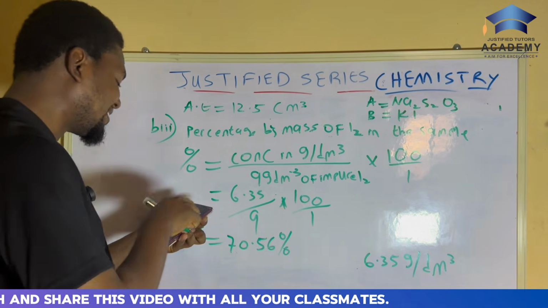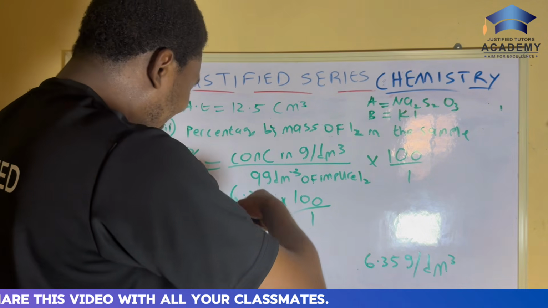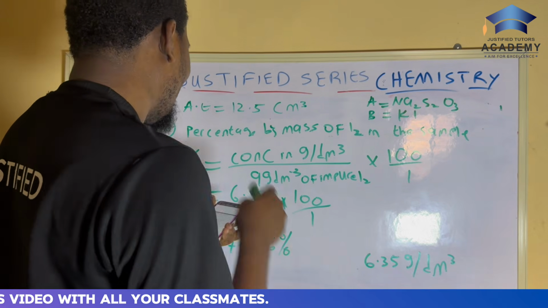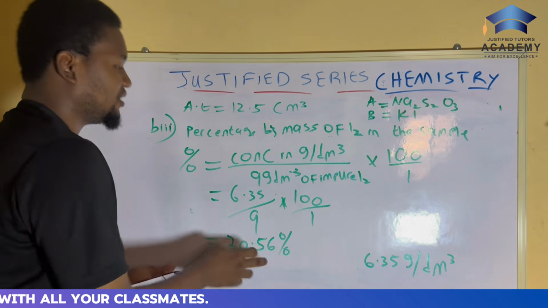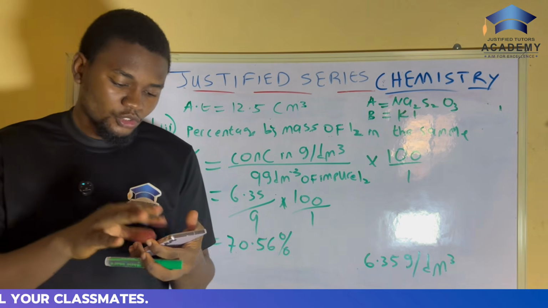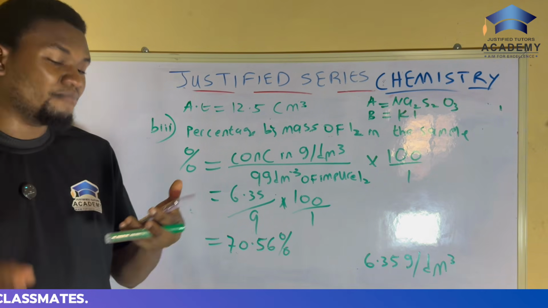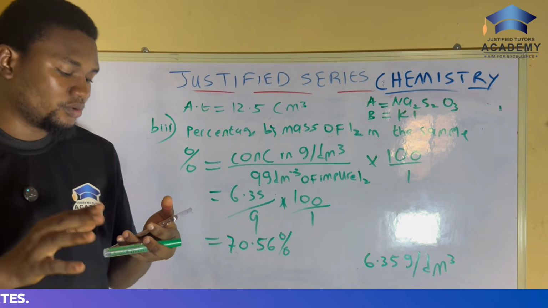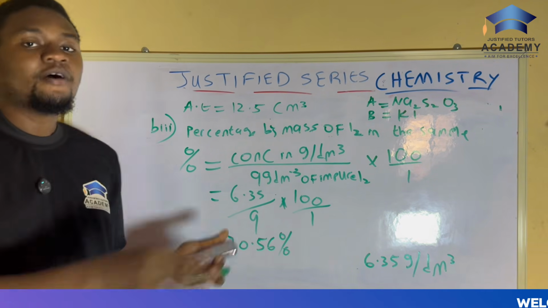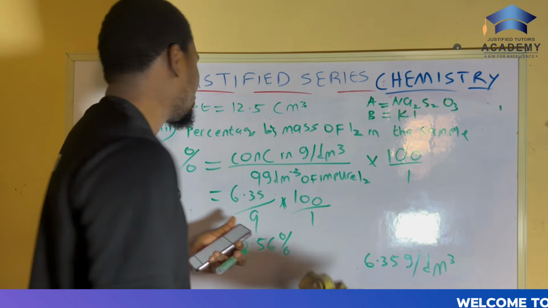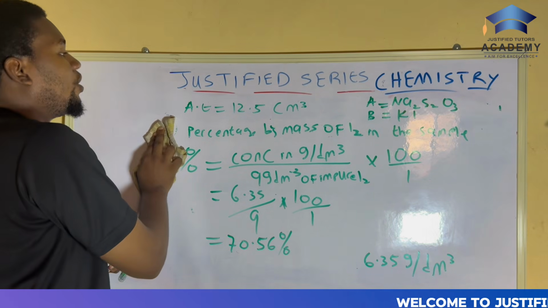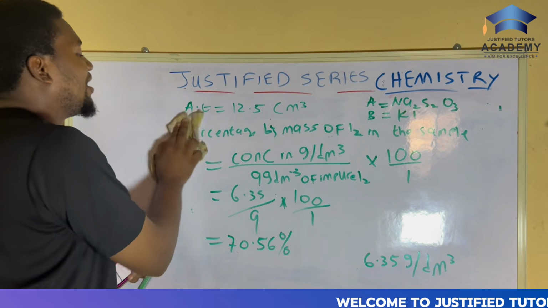So the answer now, the percentage by mass of iodine in the sample, is given as this. That's the answer. So all these formulas, you need to know them, because they can bring the question from any angle. So now we are done with the first part of the question on titration. Now let's go to question number 2.